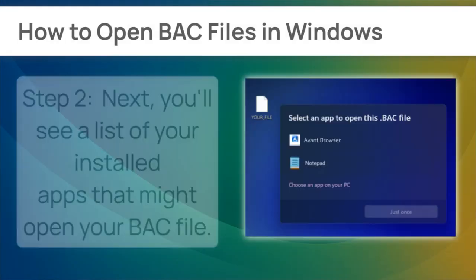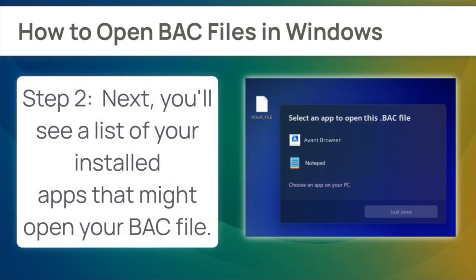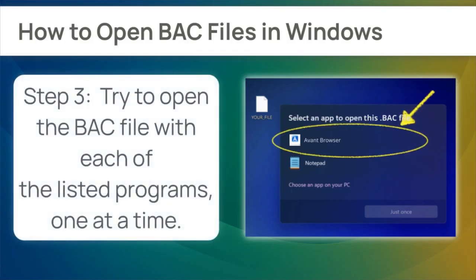Right-click your BAC file, then click Open With. Prioritize Avant Browser if you see it. If not, test the next program. Sometimes it's a hidden application that works.